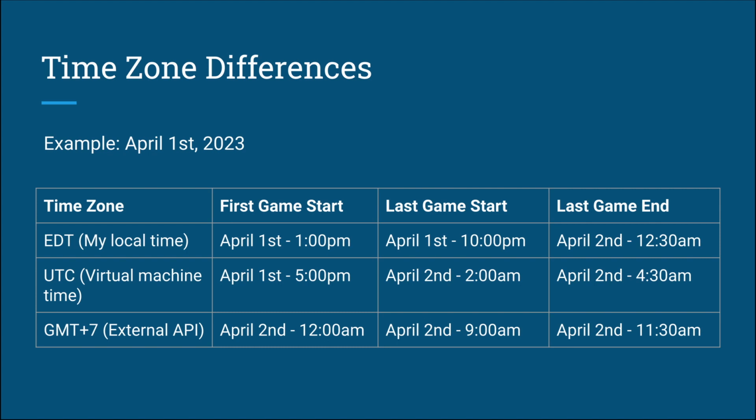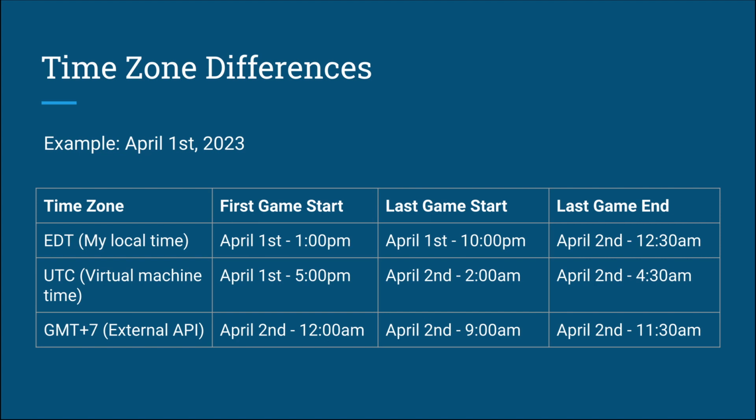So my Chrome extension displays scores and standings from the National Hockey League. When retrieving the live scores data from the external API, I need to include the date as part of the request. So if I want all of the scores from games on April 1st, I need to pass in April 1st as the date parameter. This sounds simple enough, but becomes complicated when you realize that the games that are on April 1st in my time zone are actually on April 2nd in the time zone used by the external API. It's even worse for UTC.